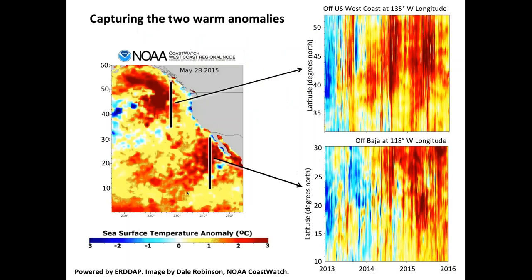So this plot, if you're not used to a plot like this, it's a Hovmöller plot. In this case, the x-axis is time, going for the last 3 years, from 2013 to just a couple days ago. And on the y-axis is latitude. The top plot is the region where the blob basically has resided for the last couple of years. The bottom plot is the warm anomaly that occurred off Southern California and Baja California. You can see these are color-coded. Dark colors are anomalously cool waters below the mean. Warm colors are warm waters.